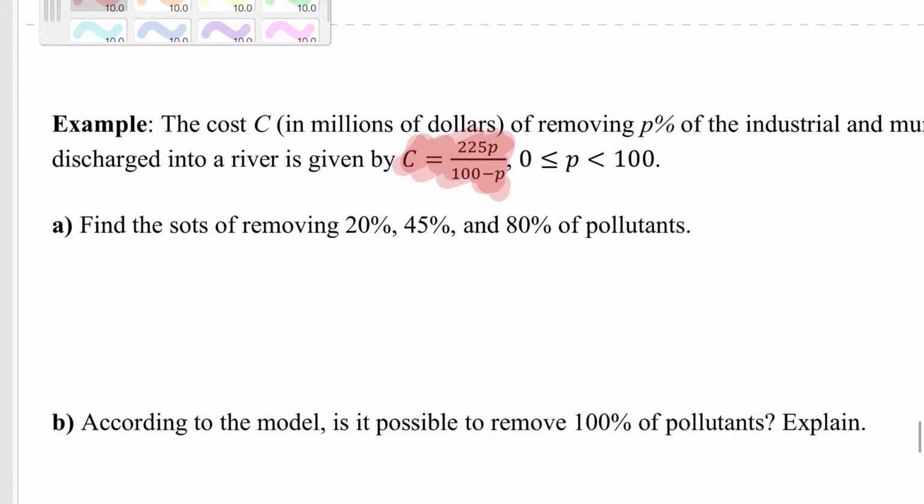So they want us first to find the cost of removing 20%, and then 45%, and then 80%. So basically they just want us to plug this in for p, and we'll do this 3 times. I'm going to do it rather quickly because I don't think it's that difficult to just plug in. And I know my kids are really good at just plugging in numbers and simplifying.